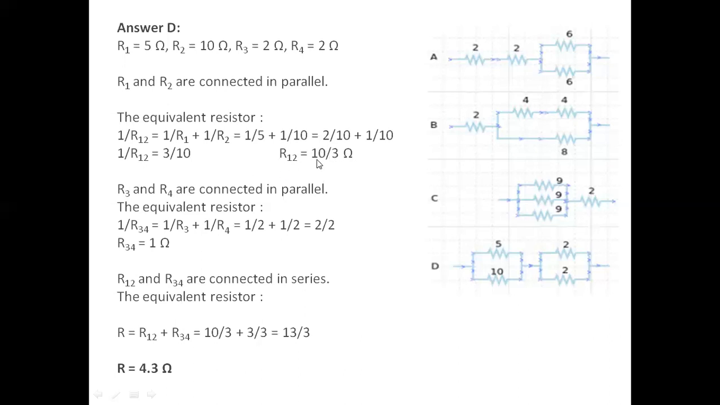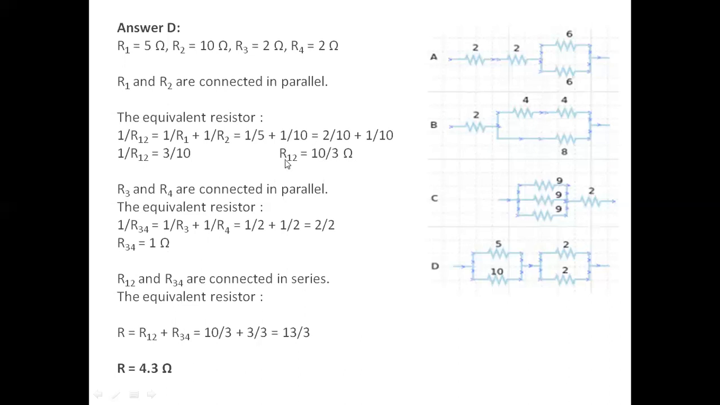So after finding the value here, again you find this one. So what is the equivalent value? You will get 1 only. 2 into 2 by 2 plus 2. So 4 by 4, that is 1 ohm here. Okay, now we got this equivalent and this equivalent.